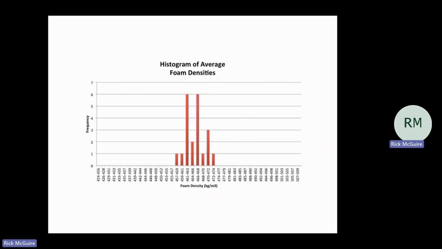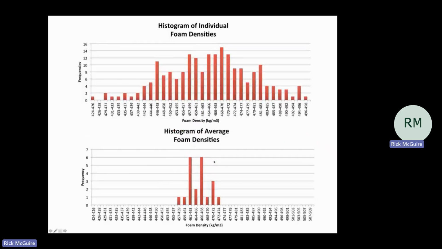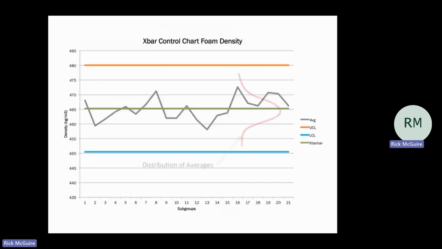So the 21 subgroup averages have a much narrower dispersion than the individual data points. As you can see here, the foam density average ranges from 450 to about 470, whereas the individual data points ranged all the way from 420 up to 500. So to answer the question, is there more variation in individual data points versus average subgroup averages? The answer is yes, of course.